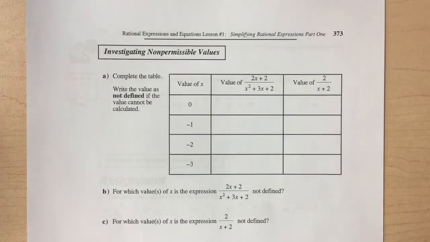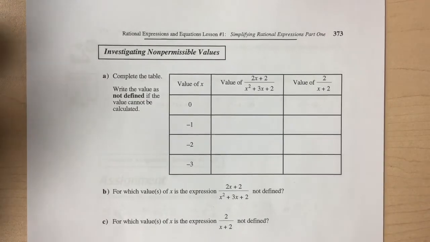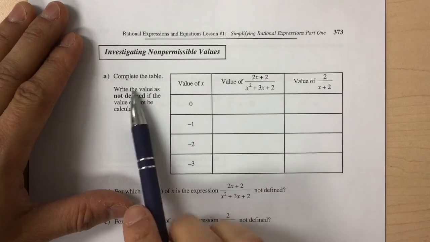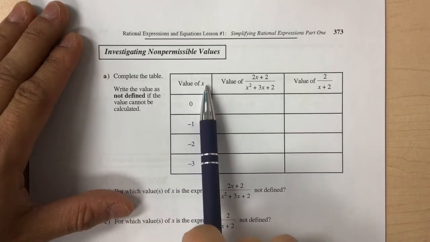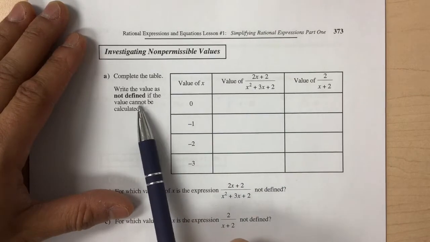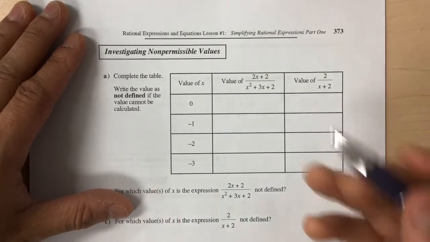So we've looked at how to investigate equivalent forms of rational expression. Now we want to investigate non-permissible values. So again, we want to complete this table where we have values of x, substitute them into our equation, and write the value as not defined if the value cannot be calculated.